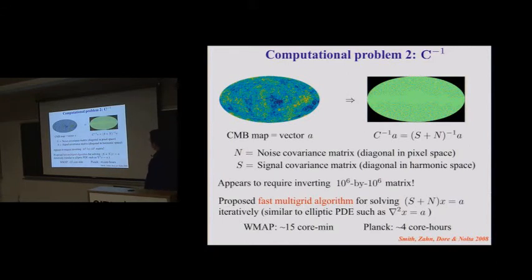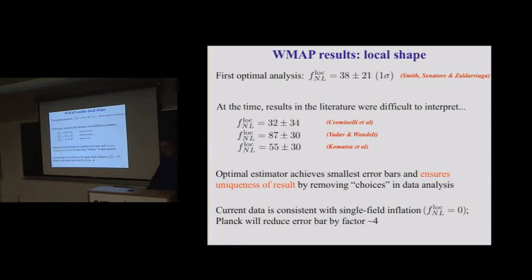We can't compute the C inverse as a matrix, but we can implement sort of a black box procedure where you put in a CMB map and you get C inverse times the CMB map out. In about 15 core minutes for WMAP, and Planck runs in 4 hours, which is fast enough. Okay.